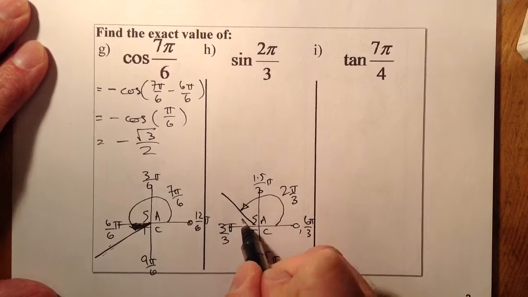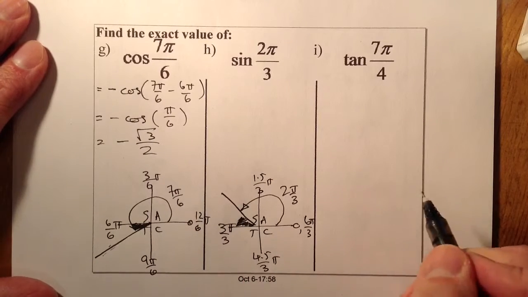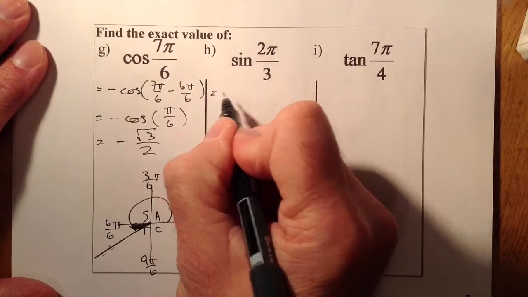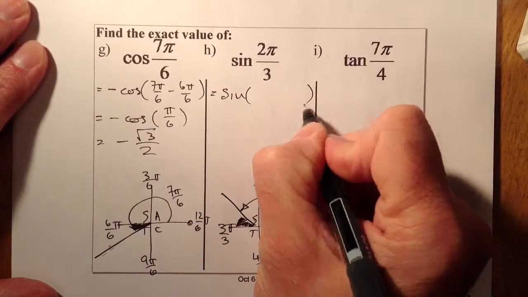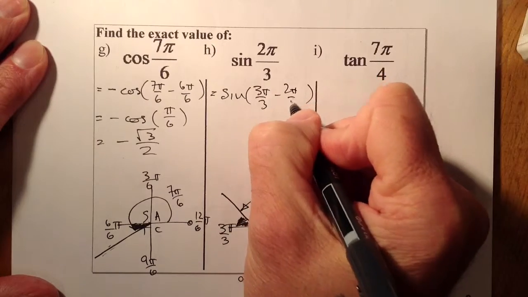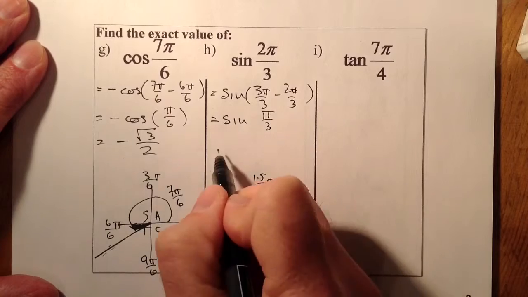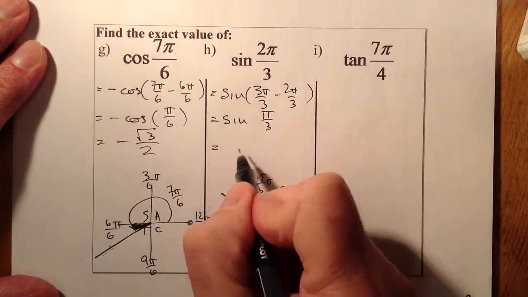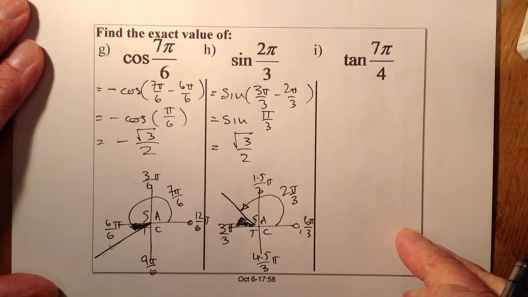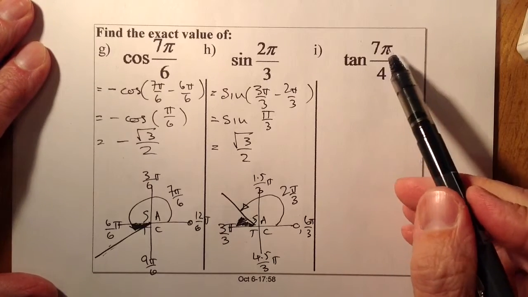Okay, and remember I'm going to be interested in this wee angle that's in here, the one that lies in between the horizontal and the angle given. Right, so sine is positive in that, so I'm going to have a positive answer coming out. I'll work out my related angle, which would be 3 pi over 3 minus 2 pi over 3, which just leaves me with sine of pi over 3. If I look at that, that's going to give me an answer of root 3 over 2. Positive answer.